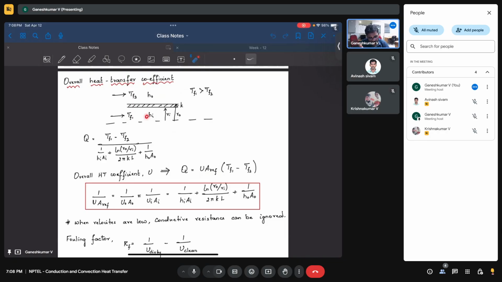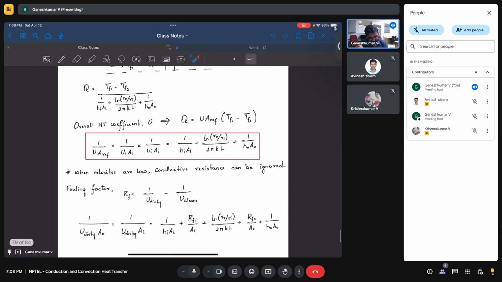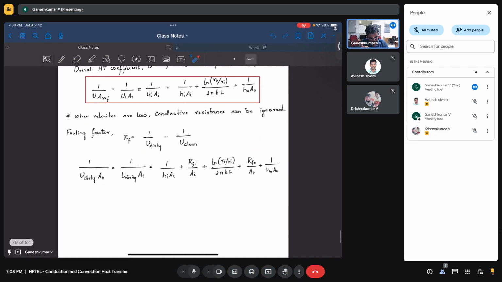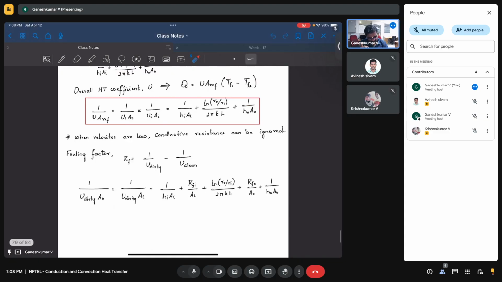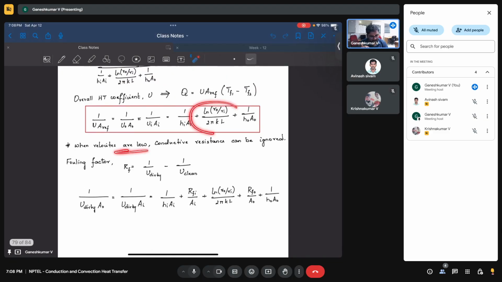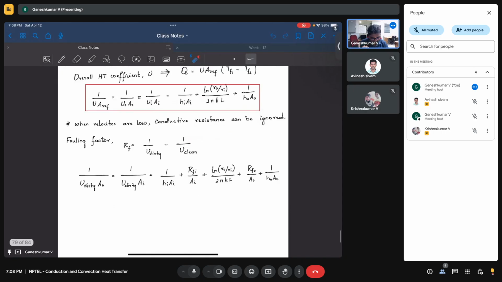So from hot fluid to cold fluid, how can you express it? Then you can relate these two relations, and you can end up having an expression for the overall heat transfer coefficient U. The reference area can either be the outer surface area or the inner surface area. And if the velocities are very low, then you can ignore the conductive resistance, but in general people add it, it's not a big deal.